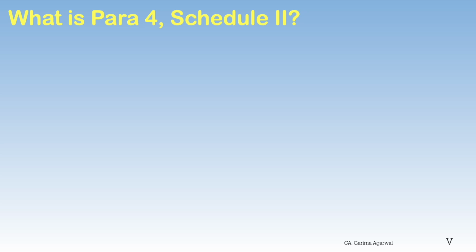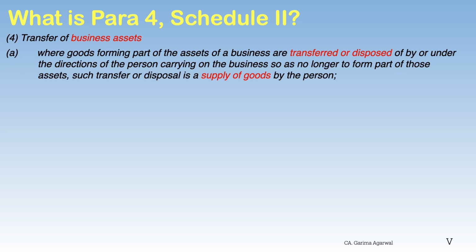So let's read para 4 clause A. It says transfer of business assets, where goods forming part of assets of a business are transferred or disposed of by or under the directions of the person carrying on the business, so as no longer to form part of those assets. Such transfer or disposal is a supply of goods by the person.